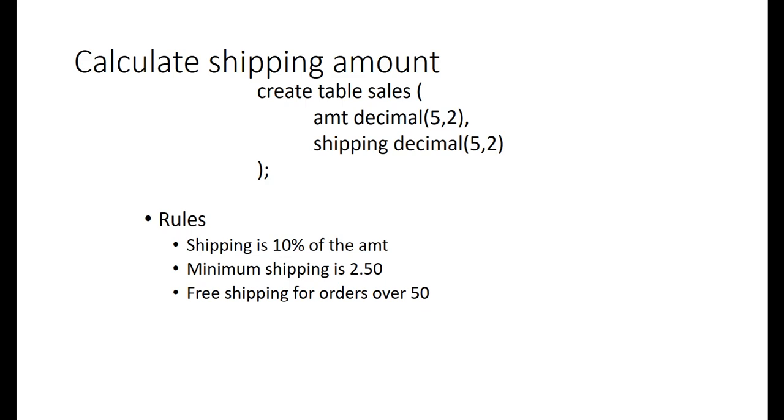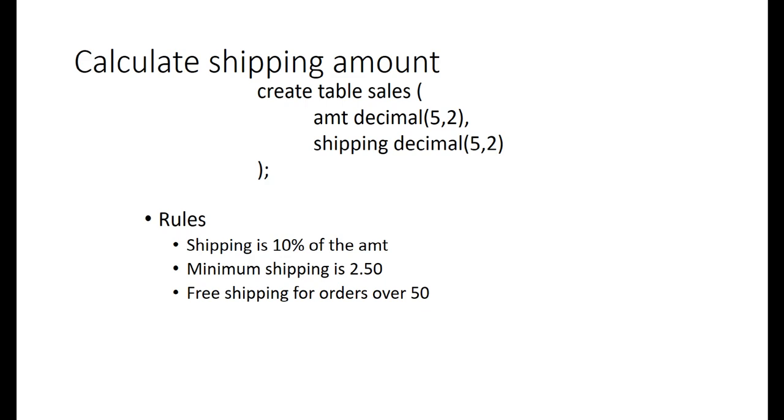At any rate, for my purposes, I wanted to keep it small. So I've got an amount, and I've got a shipping price. And we have some rules, and we're going to say the shipping price is 10% of the amount. So if they buy something that costs $1,000, we're going to charge them $100 for shipping. That's great. We're going to make a ton of money.